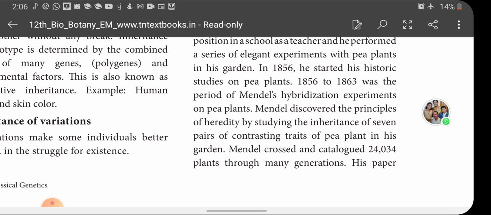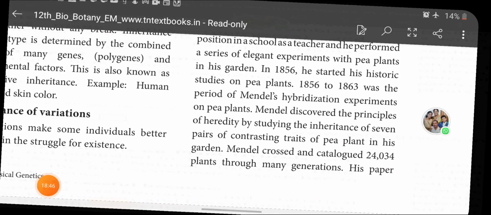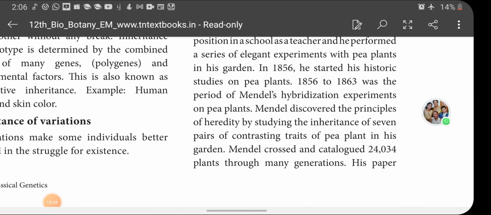So, the period of Mendel's hybridization was 1856 to 1863. During this period, he discovered the principles of heredity by studying the inheritance of 7 pairs of contrasting characters or traits of pea plant in his garden. So, during that period, he discovered the principle of heredity. Okay, gene is the principle of heredity. He discovered that. How did he discover that? By studying the 7 contrasting characters which were seen in the pea plant.